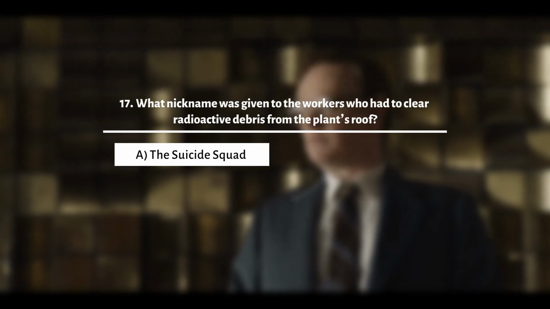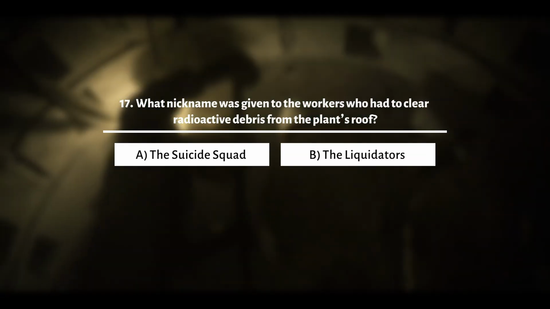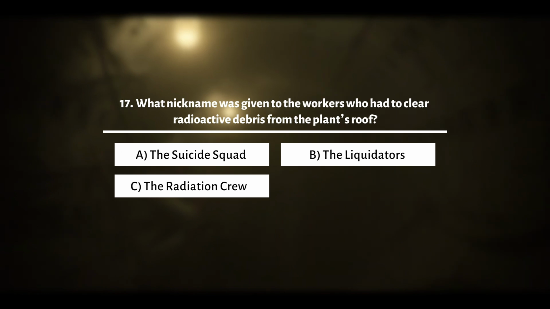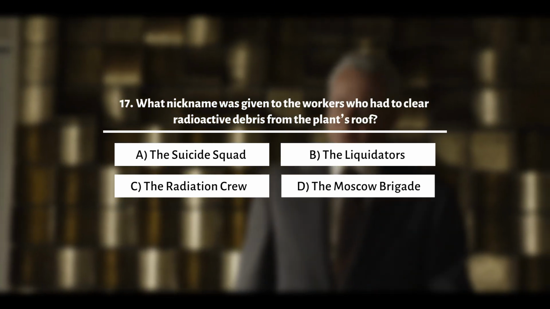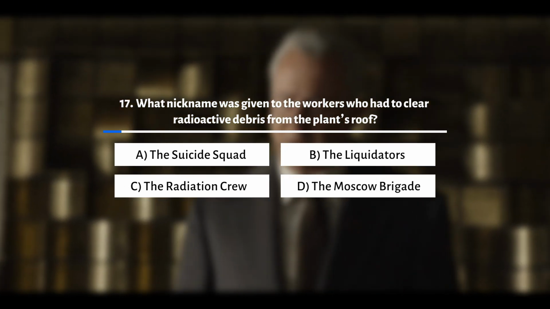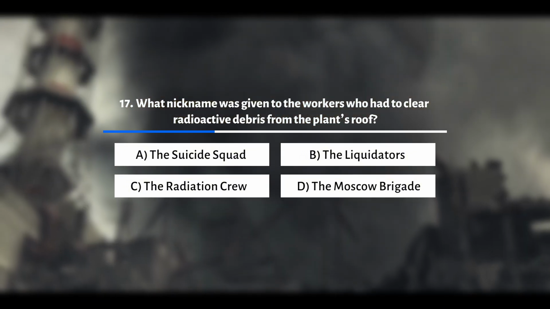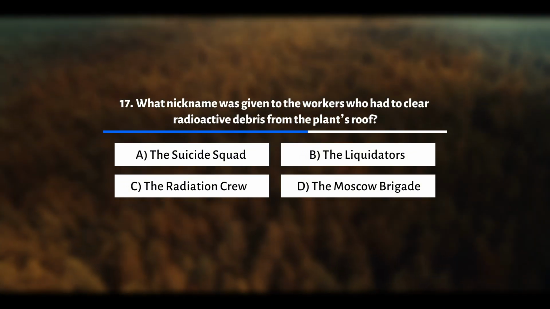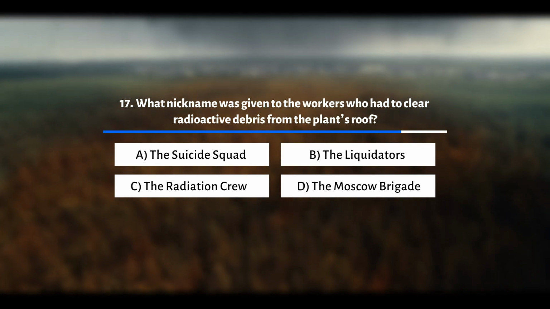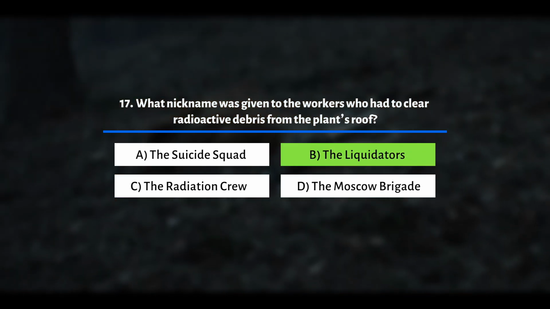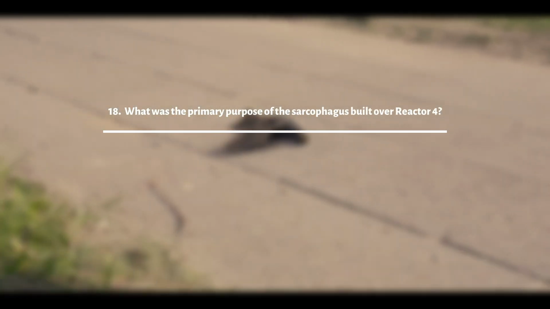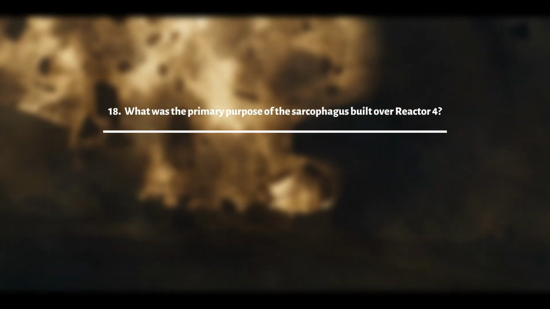A. The Suicide Squad. B. The Liquidators. C. The Radiation Crew. D. The Moscow Brigade. Correct answer, the Liquidators. 18. What was the primary purpose of the sarcophagus built over Reactor 4?